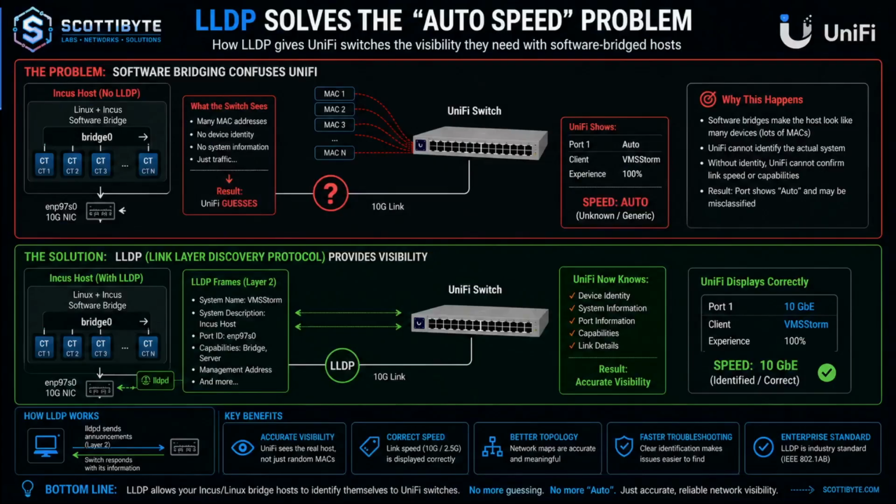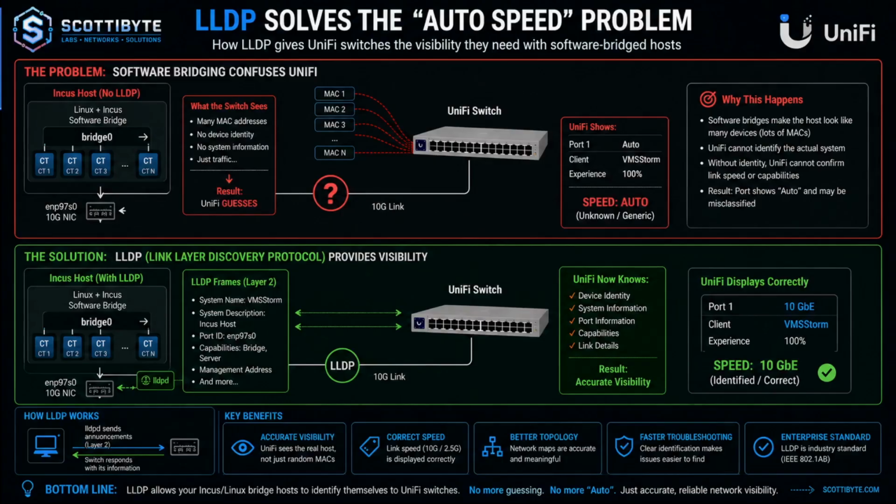So after power up, even though I could reach my systems and they were working fine, and in particular VMS Storm, I started to scratch my head because it had this auto speed and offline problem, and yet the system was working absolutely perfectly. So I dug a little bit deeper to discover what was going on, and basically the solution is to use something called Link Layer Discovery Protocol, otherwise known as LLDP.